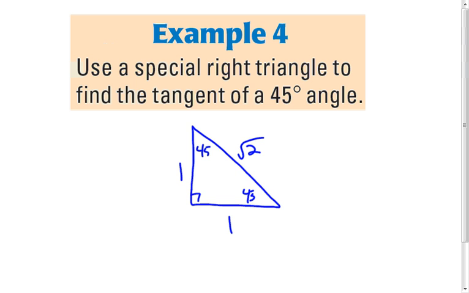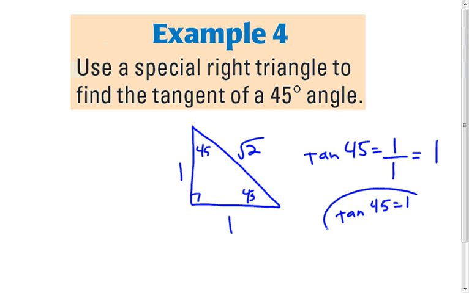So the tangent of a 45-degree angle is the opposite side, which is 1, over the adjacent side, which is 1. So the tangent of 45, that's right, 1. The tangent of 45 equals 1. That's a beautiful use of right triangles. I'd just be able to sketch that out and be able to look at that connection.